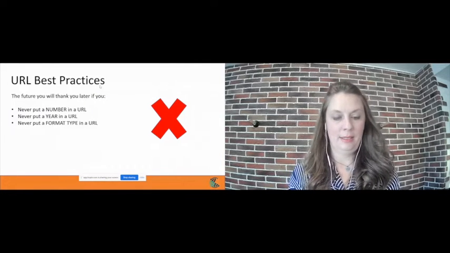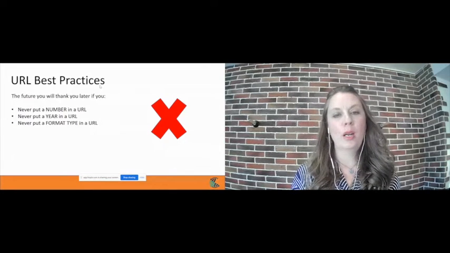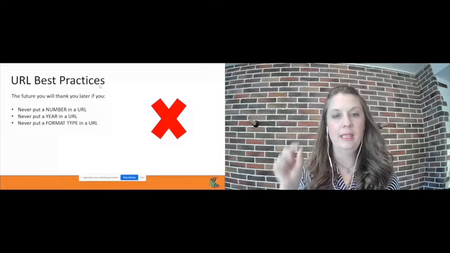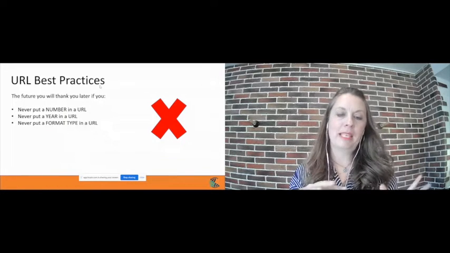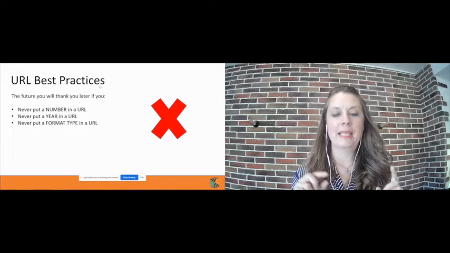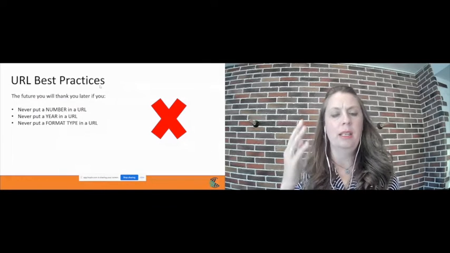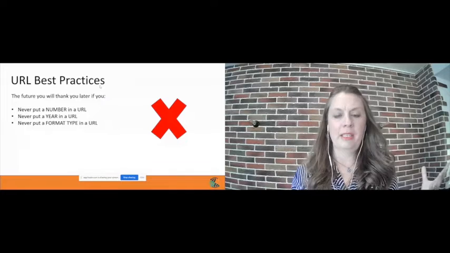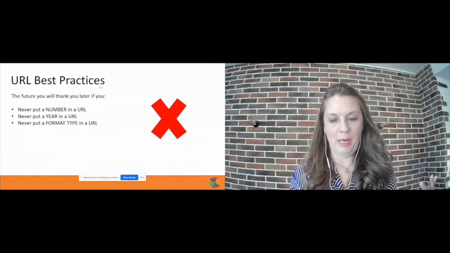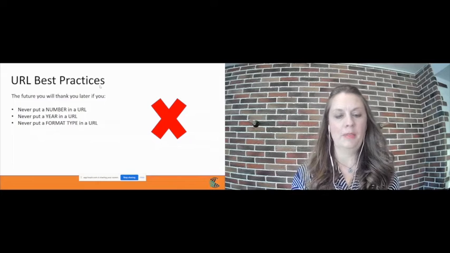URL best practices. The future you will thank you later if you do these things. Never put a number in a URL in the actual link. Instead of best e-commerce tools 2019, just make the URL best e-commerce tools. Leave off the 2019. Never put a year, and a number. A number would be, 7 inventory best practices. That's bad because if you update it next year, it might have 12 best practices. So again, there would be a mismatch between the URL and the title. So just leave that number out of the URL.